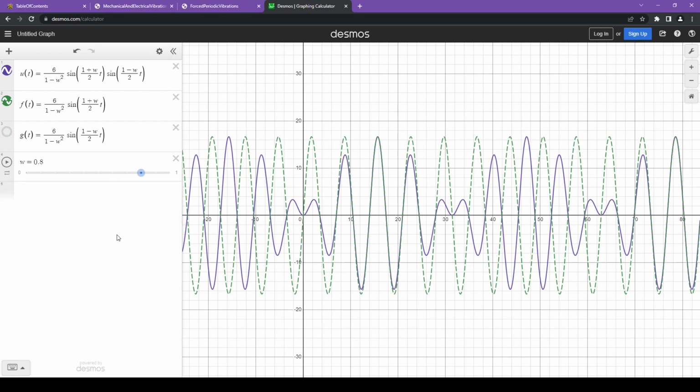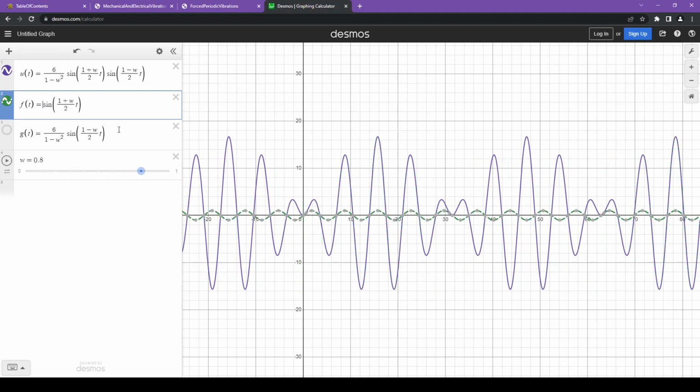The first of our factors, the sine of (1 plus W) over 2 times T, is what controls the low scale oscillations. We can see how this function, maybe it doesn't need the full amplitude, so we'll make it bigger so it's easier to see. Anyway, you can see how the oscillations within the bigger waveforms are being controlled by what that function's doing, whereas the other one controls the larger scale oscillations.